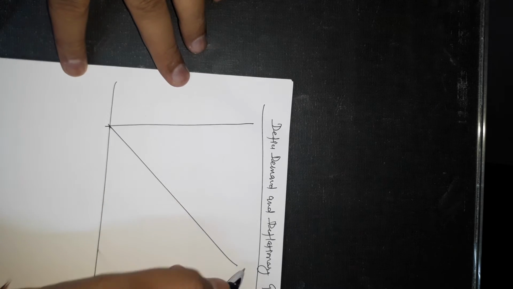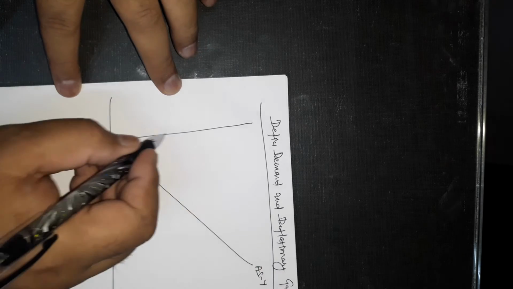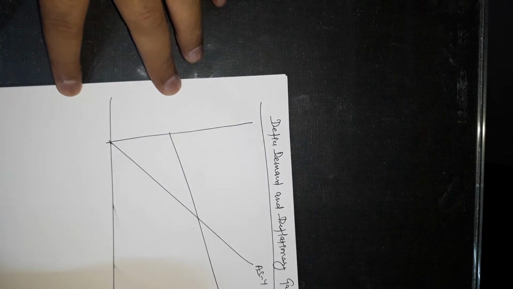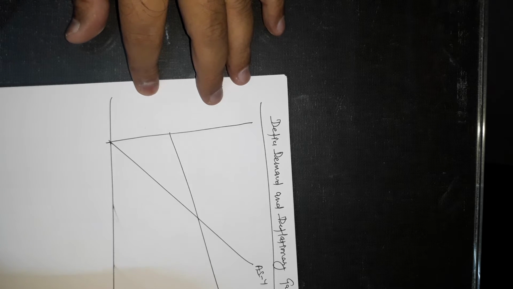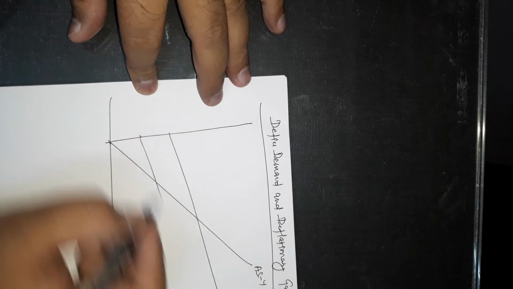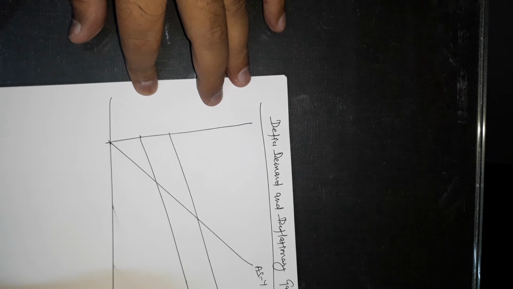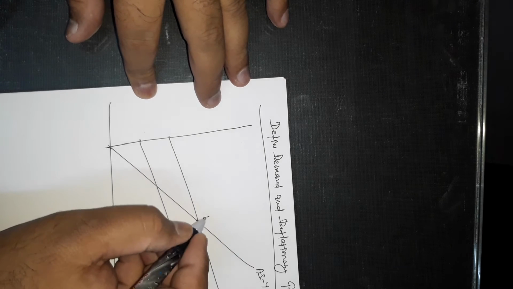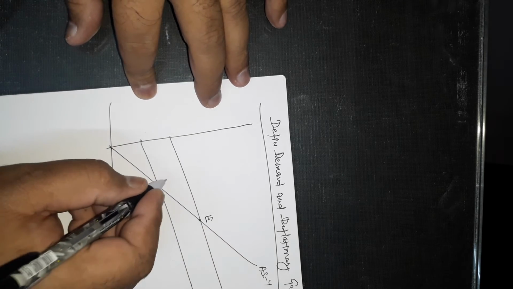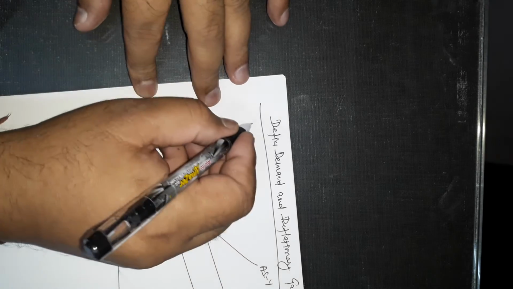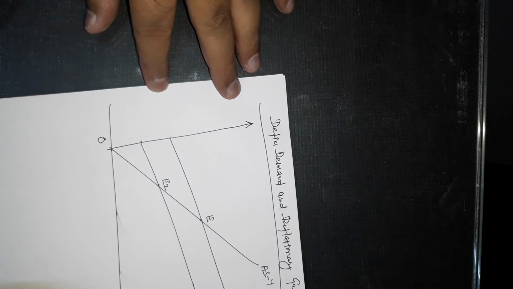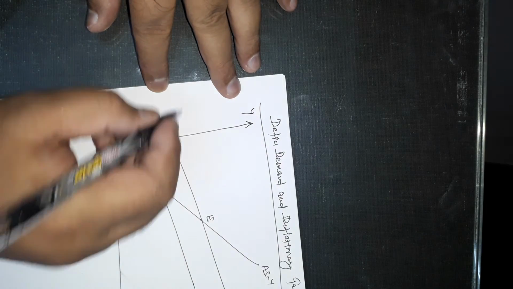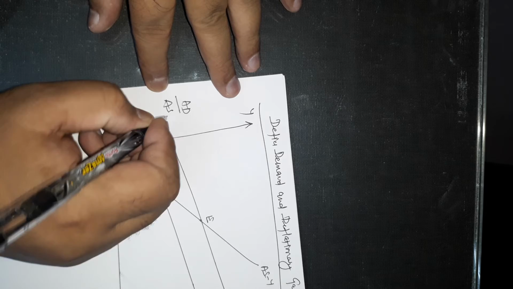Aggregate supply AS by aggregate demand. So the condition is full employment, and before the full employment, the underemployment situation. E point is the point of equilibrium, and this one is the E2 point. Here we take the OX axis and OY axis, AD, AS.